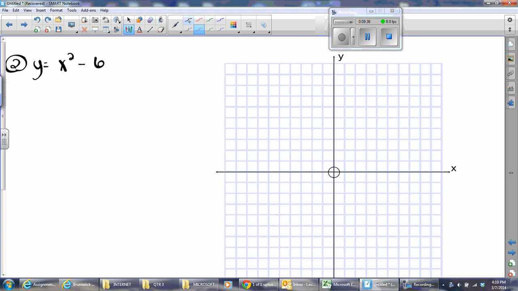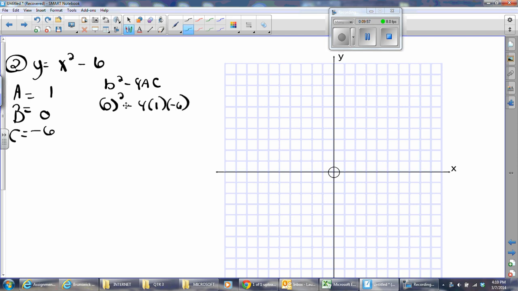Okay, first thing I'm going to do, identify A, B, C. So A, B, C. Easy as 1, 0, negative 6. Then I'm going to go to my discriminant. B squared minus 4AC. I'm going to plug in the values. B squared minus 4AC.